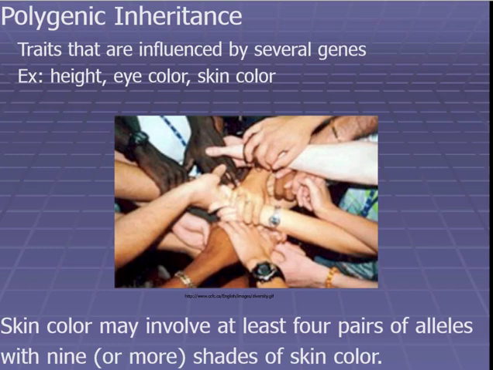If you think about height, it makes sense. There's not just tall or short. You've got all these different heights in between. For eye color, there's not just brown or blue. There's many different kinds of eye color. And skin color, so many beautiful shades of brown. So skin color, we're going to do some problems in class. Skin color actually may involve at least 4 pairs of alleles or genes with 9 or more possible shades of skin color. That's called a polygenic trait, and we'll talk more about that in class.